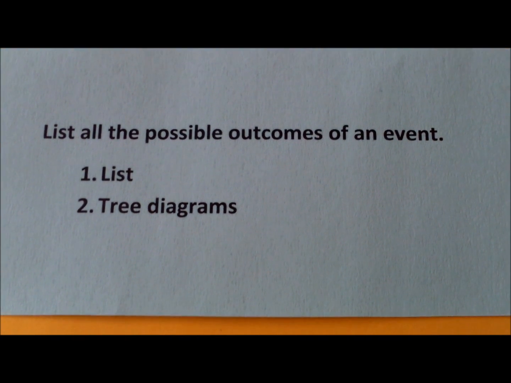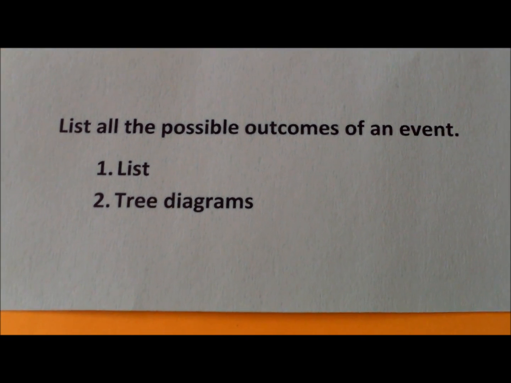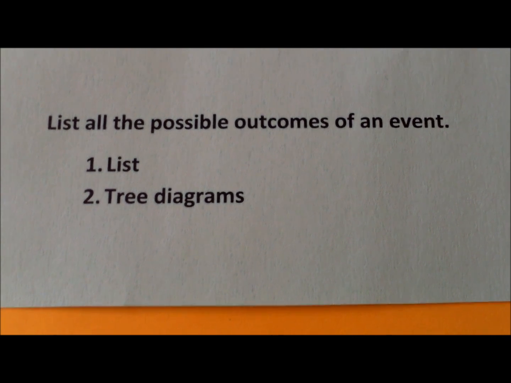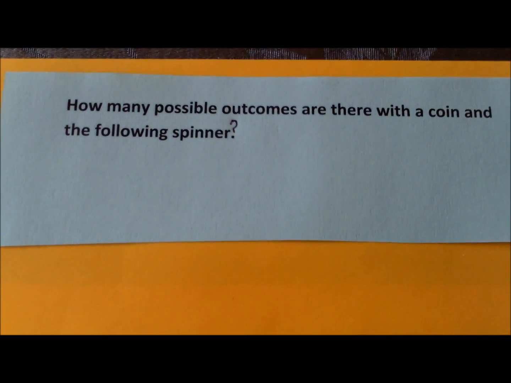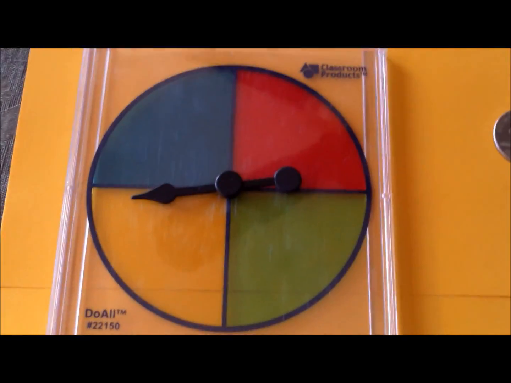Listing all the possible outcomes of an event dealing with probability, there's two ways to make it. We would make a list or make tree diagrams. We're going to focus on both of those today. How many possible outcomes are there with a coin and the following spinner?